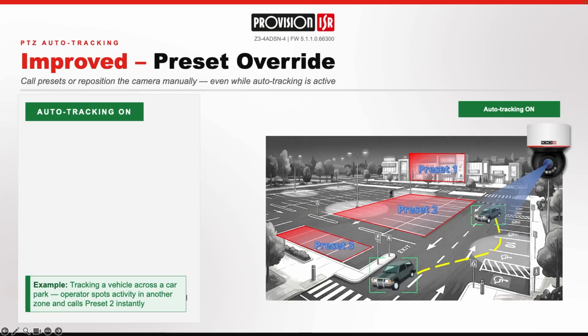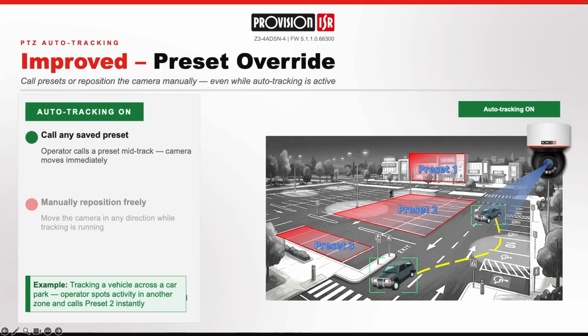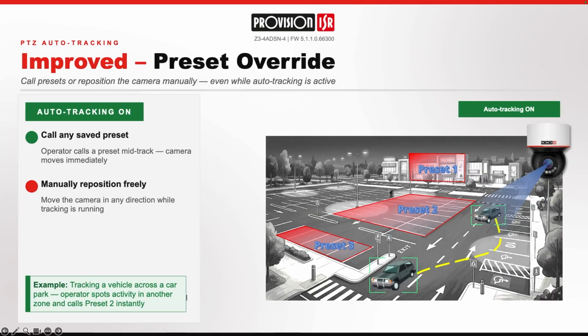Now that we understand the two different types of home positions, let's focus on the auto-tracking home position, because we have some improvements. Preset Override is a new capability for the Z3's auto-tracking system. Previously, when the camera was actively tracking an object, calling a preset was not possible. Manual camera movement was always available, but presets were blocked. With this firmware, that changes.